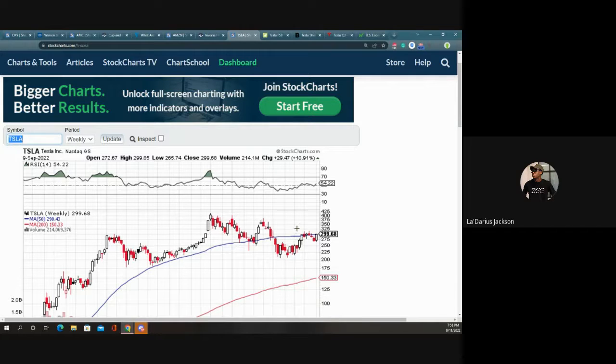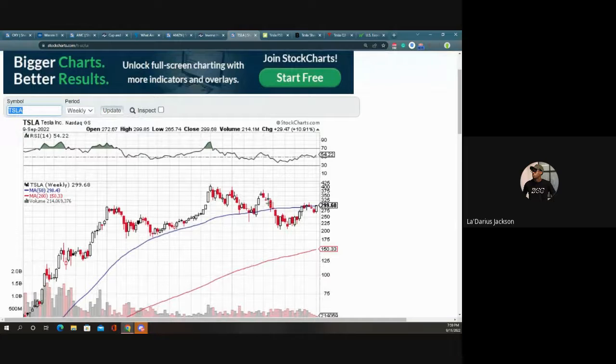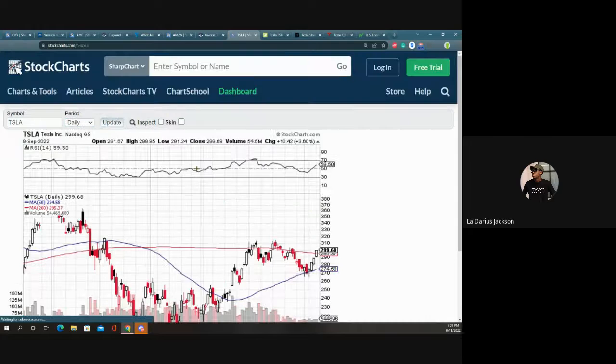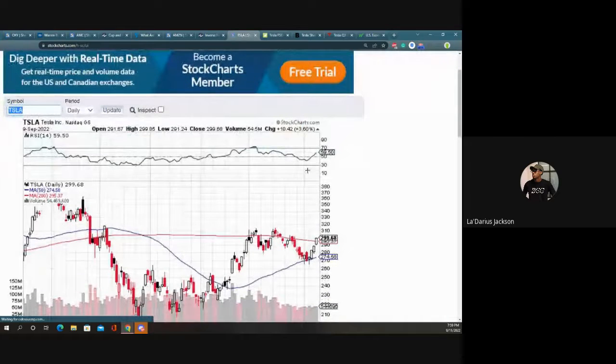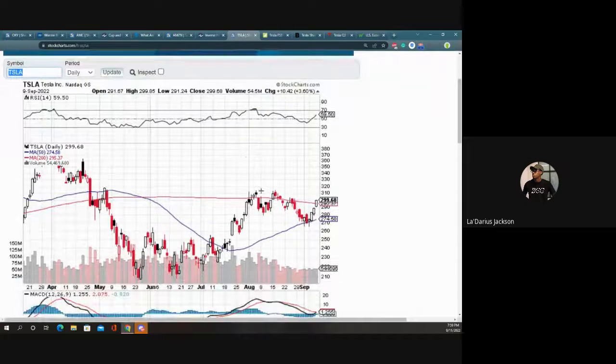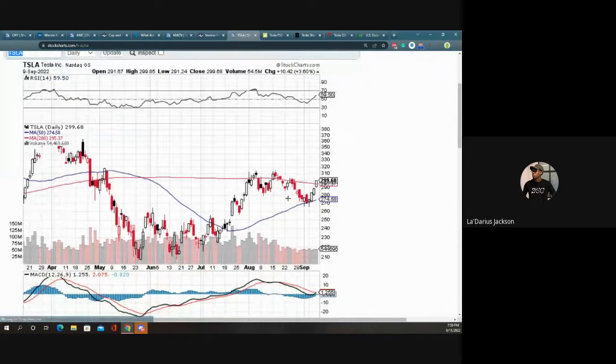So again, it's a lot of positive information and news around Tesla. Tesla's forming a really nice cup and handle, and it's also forming an inverted head and shoulders here. Everything is lining up, looking really nice, and I'm already in calls. So I'm just waiting on CPI to come out on Tuesday. Tomorrow, I think we're going to have a green day.